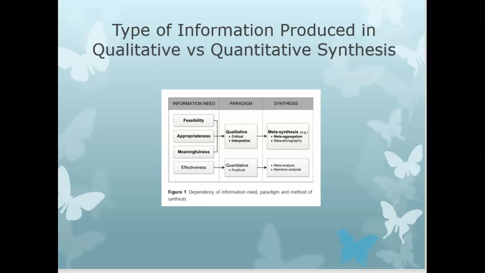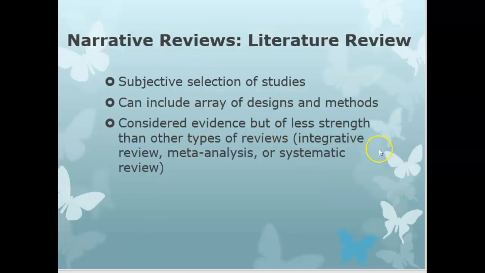Now, the information you need for quantitative is the effectiveness of the intervention. The effectiveness is the information you need, and that's going to give you quantitative information, which is a positivist paradigm, meaning this is better than that. And you're going to find those in meta-analysis and narrative analysis. Narrative analyses are just reviews. They're found in trade publications, and they have various works. They take the information, put it all together, and tell you what's out there.